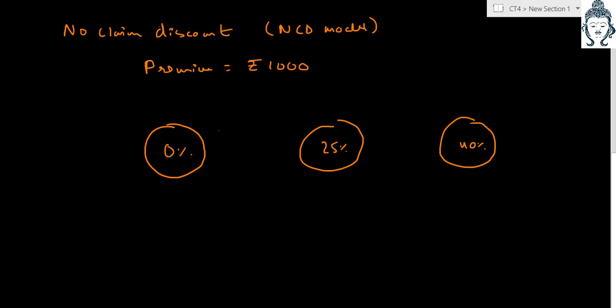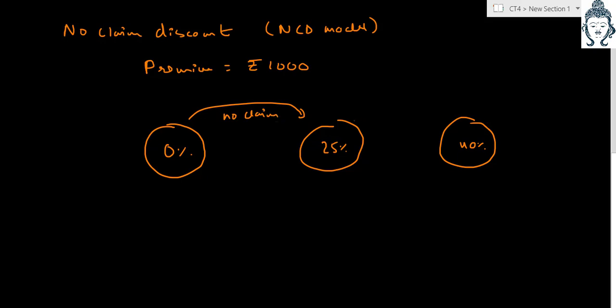Okay, so every policyholder has to start in this 0% discount level. Okay, and then if they do not make a claim, they move to 25%, and then again if they do not make a claim in the subsequent year, they move to 40%. Okay, so how does this work? So if I am in a particular year at the 0% level of discount, I'll move to 25% if I do not make a claim. So no claim means I move to 25%.